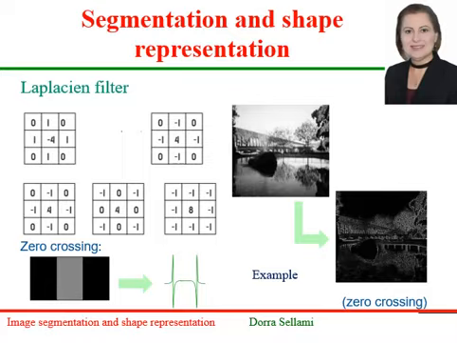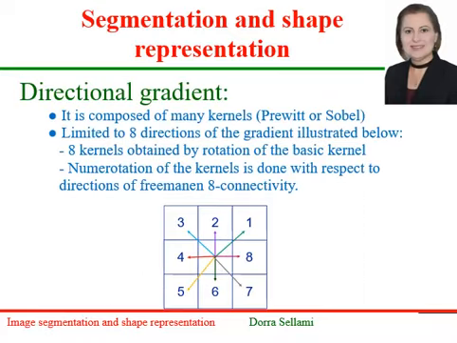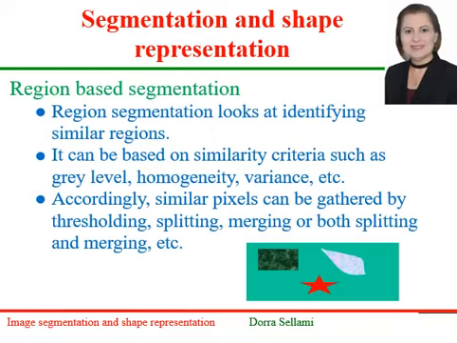Another way of computing the gradient is to apply first a convolution with either Prewitt or Sobel kernel. For each orientation of the kernel among the Freeman 8 connectivity, we identify the gradient with respect to this direction.